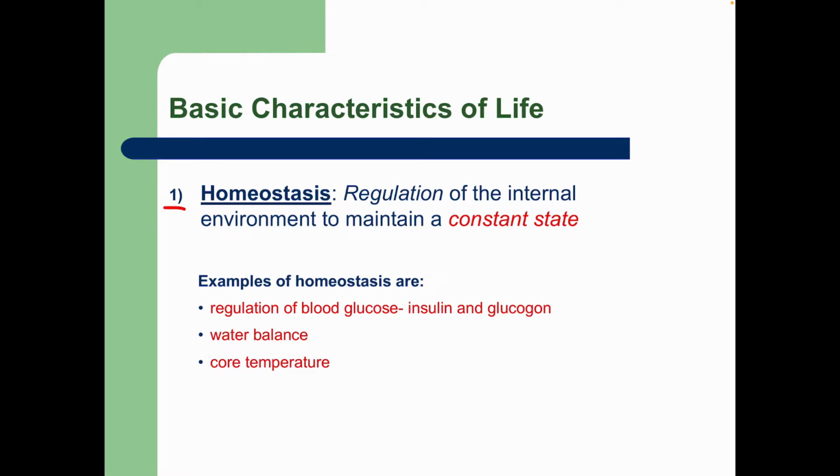So one, homeostasis. Homeostasis is the regulation of the internal environment to maintain a constant state or balance. Examples of homeostasis include the regulation of blood glucose through insulin and glucagon to control our blood sugar, our water balance, so our H2O levels, keeping us hydrated, and our core temperature. So things like our hypothalamus regulating our body temperature, and you've seen fevers and stuff like that.